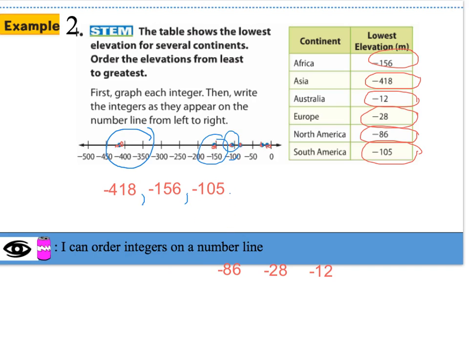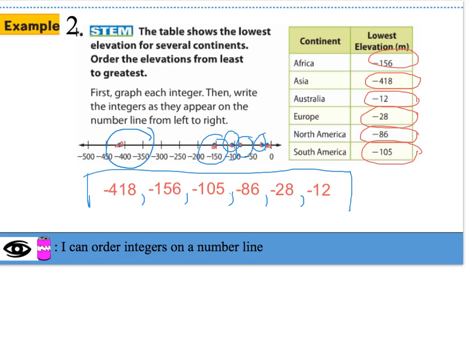Then we have right here negative 86. The second greatest would be right here, which is negative 28, Europe. And the greatest of them all would be negative 12, Australia. And here we have it, from least to greatest, using the number line. Yay!